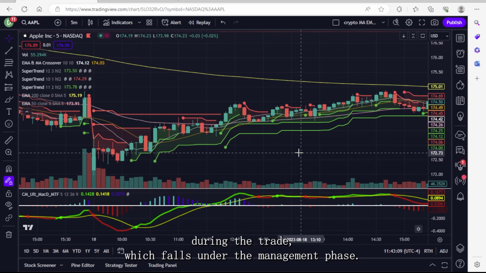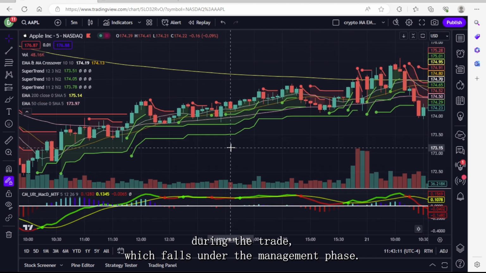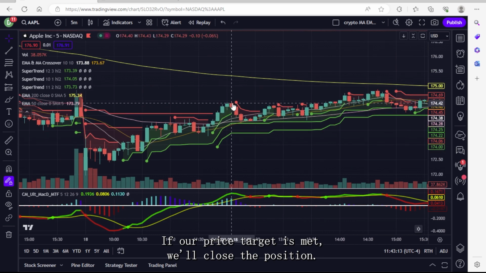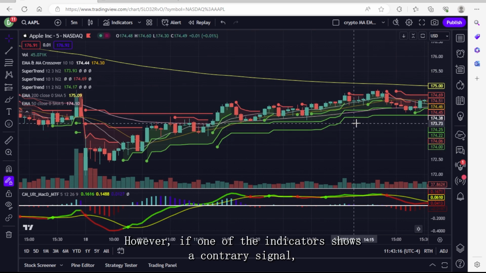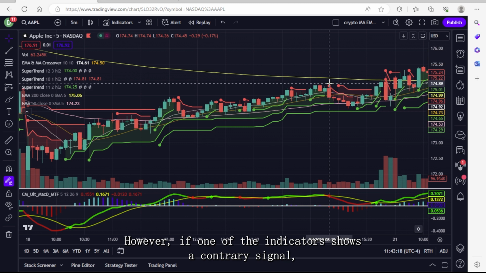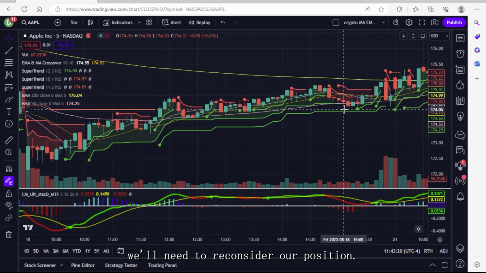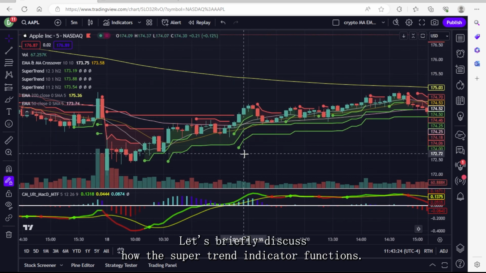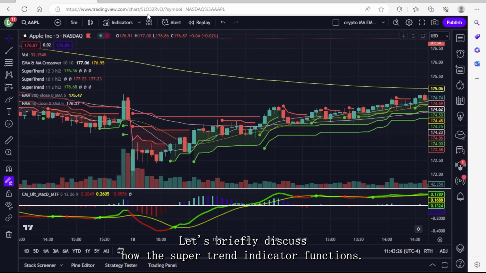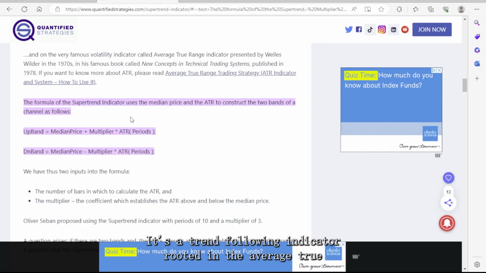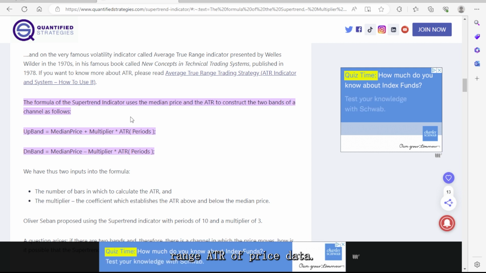During the trade, which falls under the management phase, if our price target is met, we'll close the position. However, if one of the indicators shows a contrary signal, we'll need to reconsider our position. Before diving into the testing phase, let's briefly discuss how the SuperTrend Indicator functions. It's a trend-following indicator rooted in the average true range, ATR, of price data.